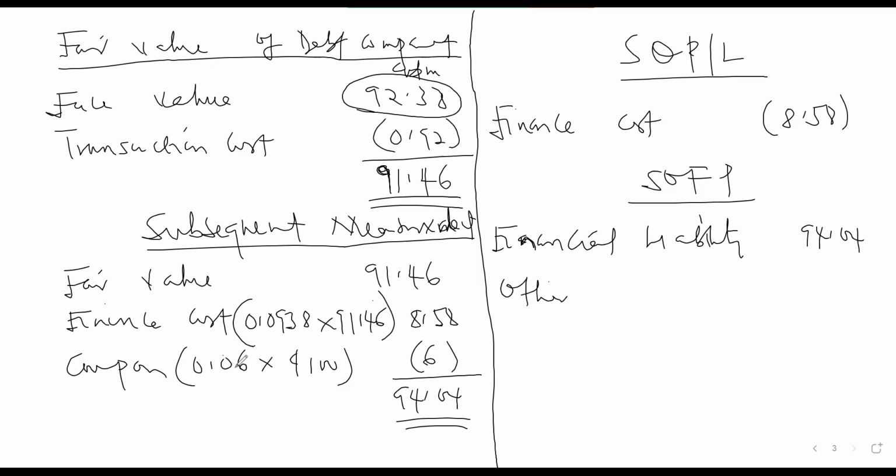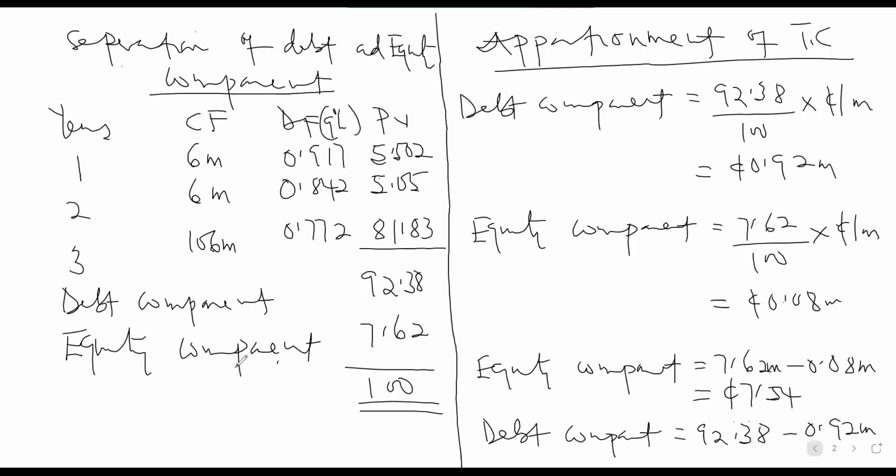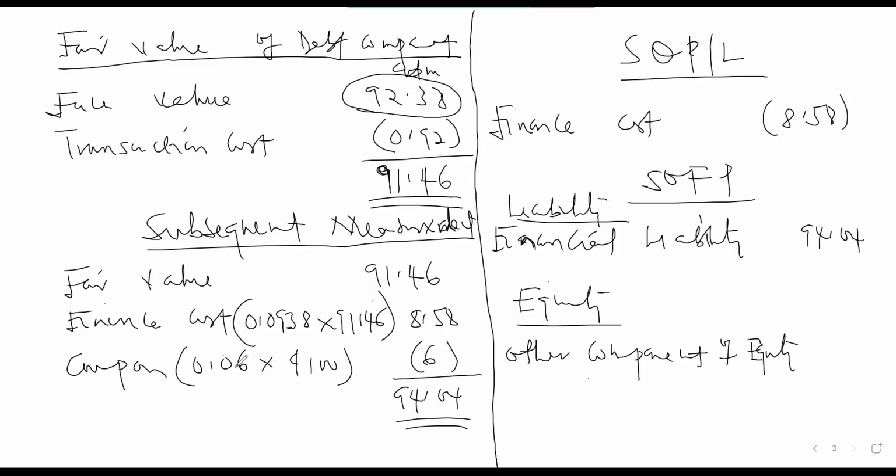Then you come to other component of equity. So this will be for the liability side. You can put liability at the top there. Then you come down and put equity. Then you have your other component of equity, which will be the equity side, which is 7.54. Okay, so that is all about this one.